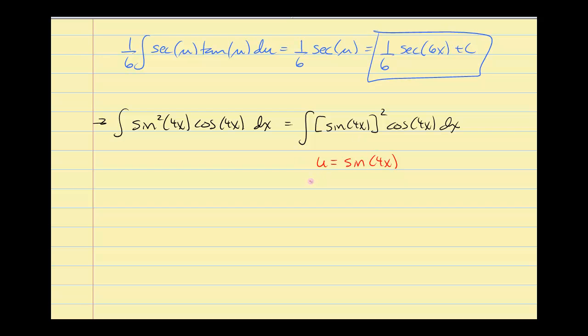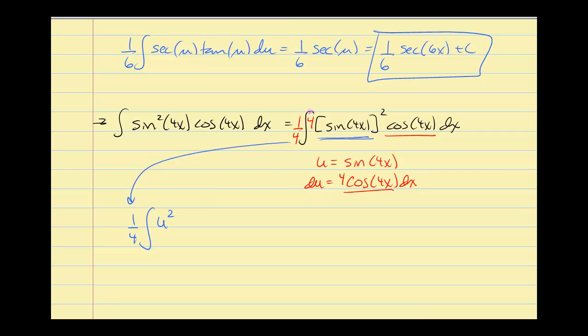Well, if u is sine of 4x, du is the derivative of the sine of 4x, which is the cosine of 4x, times the derivative of 4x, which is 4 dx. And I have the cosine of 4x right here. What I need is the 4. So I need to multiply by a 4 on the inside, compensate with a 1/4 on the outside. And then rewriting, I have 1/4 that I drag along from out front. This piece right here is u, and it's squared. And then 4 cosine dx becomes my du. So this just rewrites to 1/4 integral u squared du.